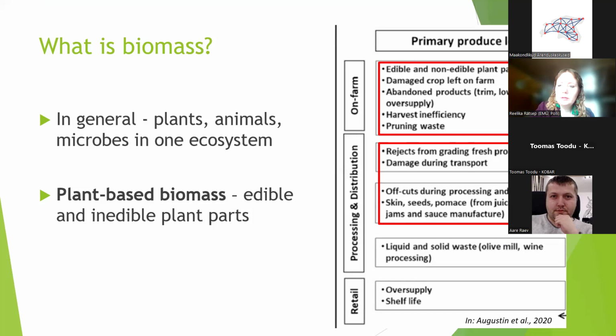Then we go to the processing and distribution part, where we have actually a big problem with the standardized fruits and different kind of vegetable products. So they need to apply for the standards, and if they are not, then they are discarded because they are not round enough, not long enough, not colored enough. So that causes the losses in the production chain.